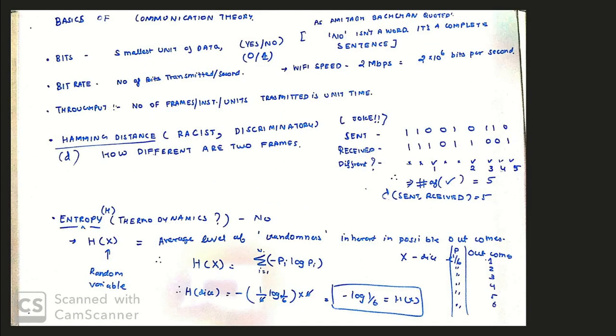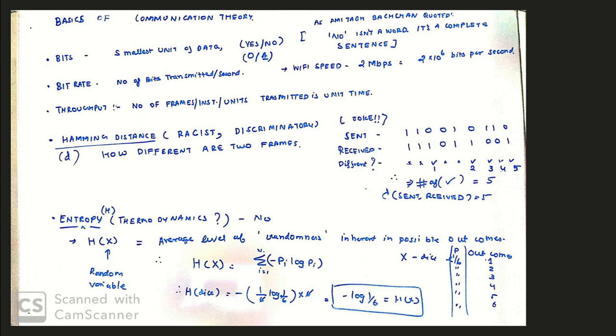Now, basics of communication theory. To understand how to improve the performance, we just need to recall our basics of communication theory. First, bits. They are the smallest unit of data. They can be considered as 0 or 1, yes or no. And as Amitabh Bachchan quoted, no isn't a word, it's a complete sentence. Bit rate: the number of bits transmitted through a channel per second.